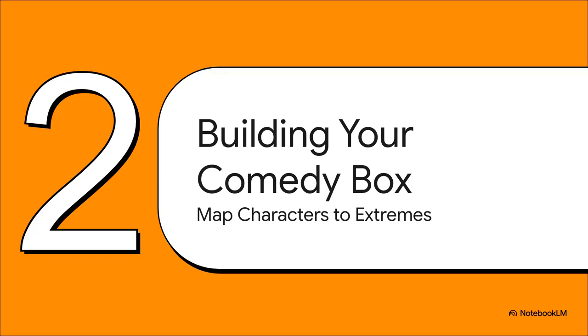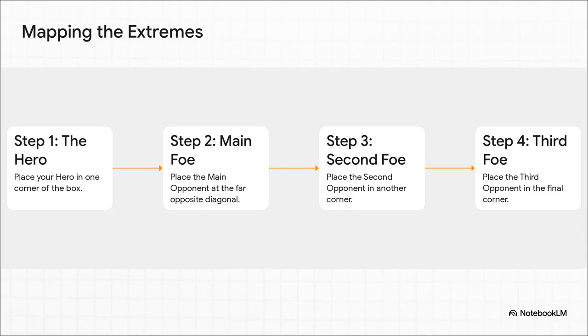Okay, so let's get to the solution. Let's see how we can actually build this thing. We are going to construct what's called the 4-point opposition, or what I like to call your comedy box. So here's a little exercise for you, a core drill. Get out a piece of paper and literally draw a box. Put your hero in one corner and then map your 3 main opponents to the other 3 corners. This little visual exercise forces you to maximize the distance between them, and that distance, well, that's where all the conflict and comedy comes from.